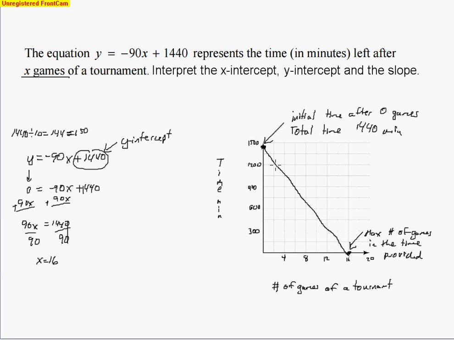And then the slope, which we'll just draw a line like that, represents 90. It means that the slope here represents that I end up going down 90 per 1. So that means that I lose 90 minutes, or we have 90 minutes per game is what that represents. So each game we would have 90 minutes for. So that's what the y-intercept represents, the slope, and that x-intercept.